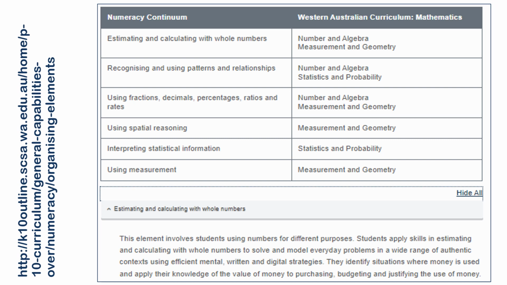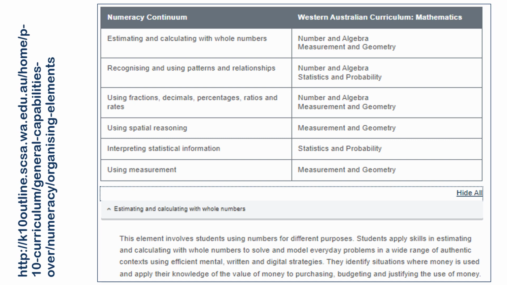And if we have a look on the right-hand column under West Australian Mathematics, these are broken down into what we call 3 strands under the Australian curriculum. So estimating and calculating with whole numbers come under number and algebra, but are also an element of measurement and geometry. Patterns and relationships, number and algebra, but also statistics and probability. And you can read down that list and see how those 3 strands relate to each of those things on the numeracy continuum, if you like.